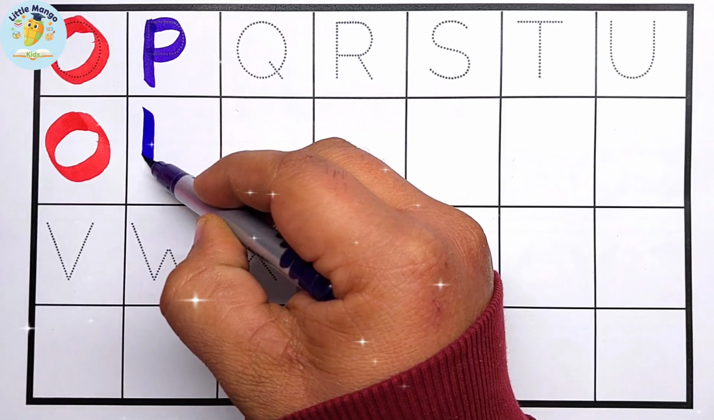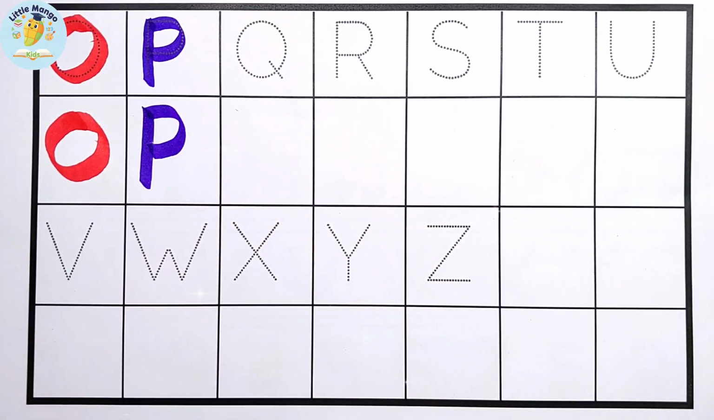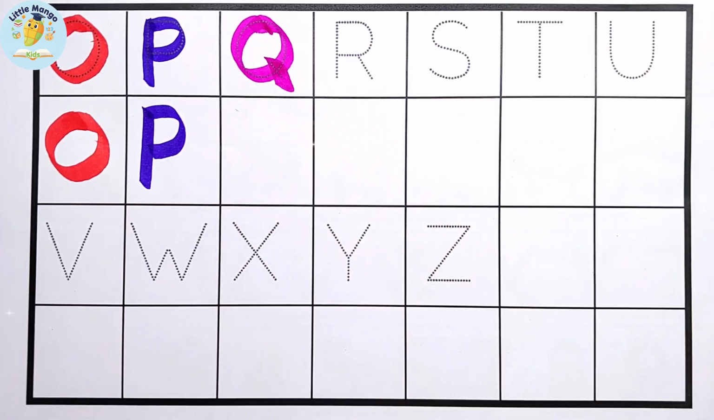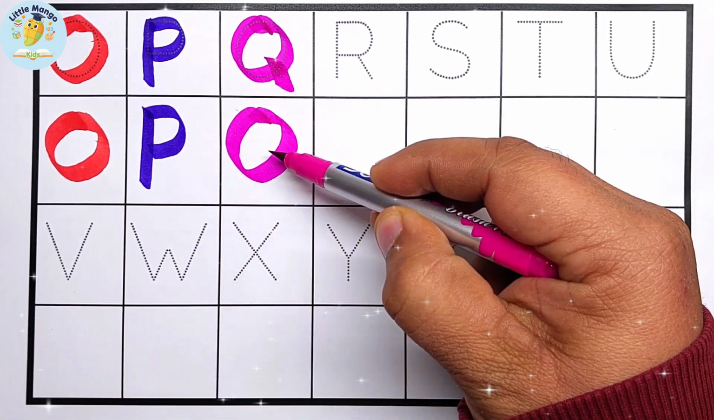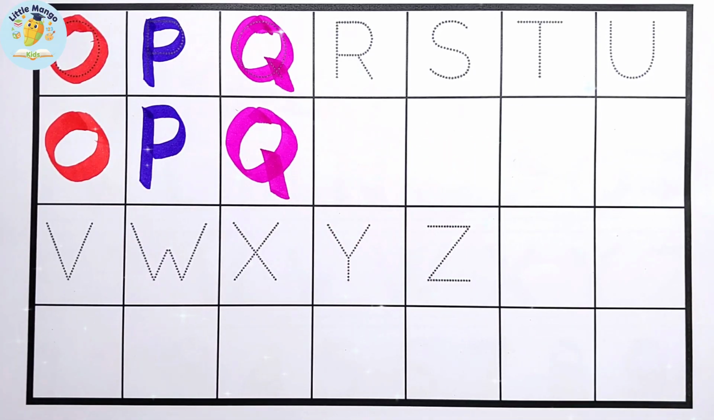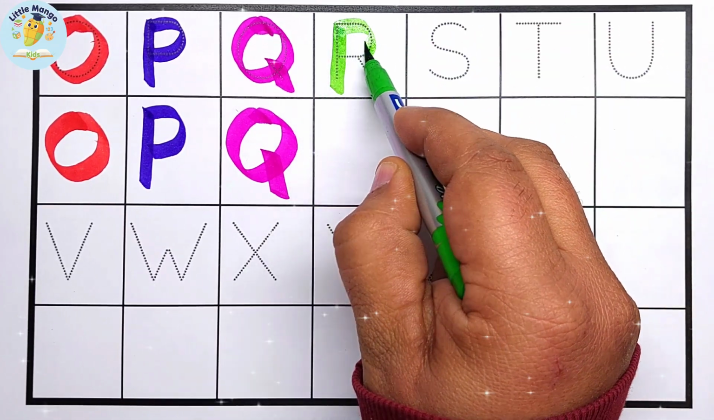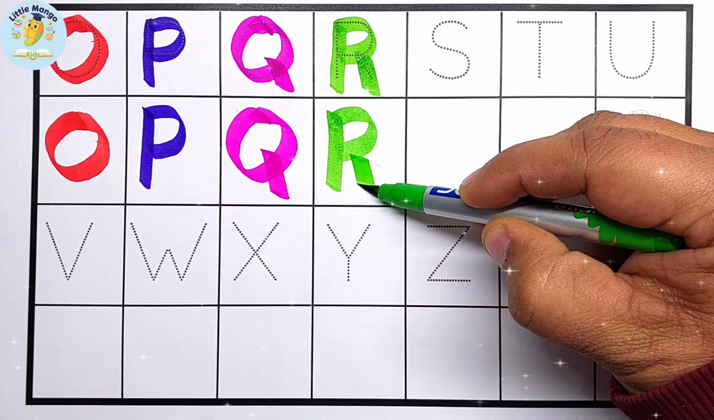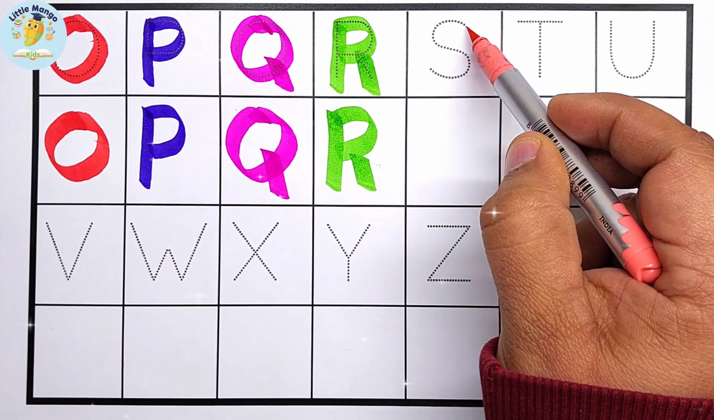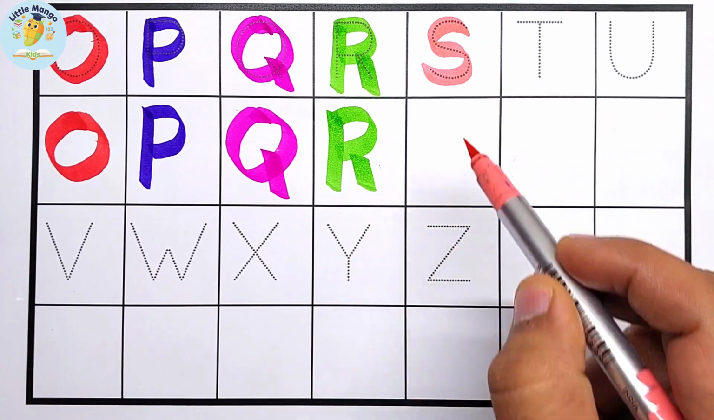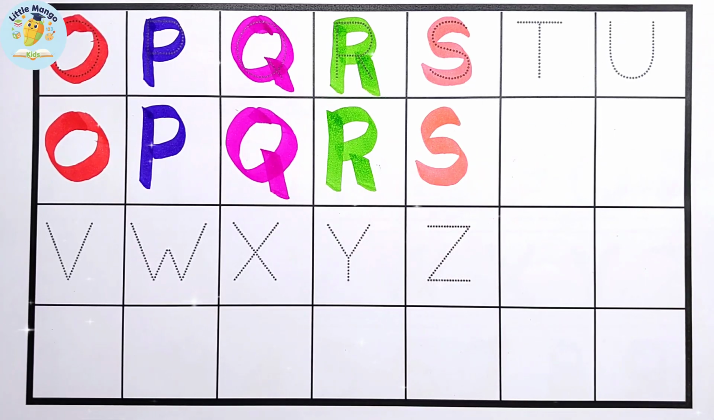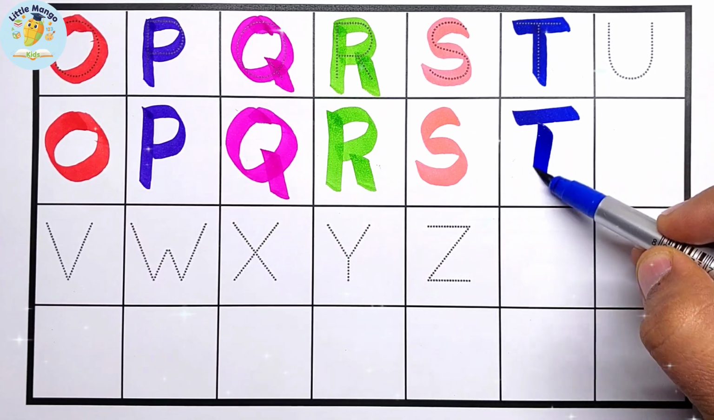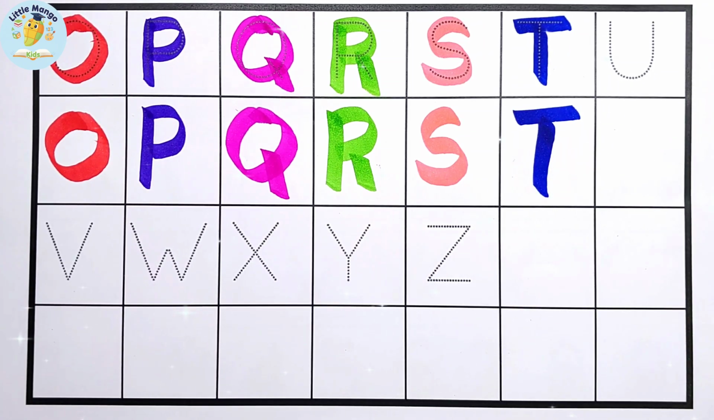P. P is for parrot. Q. Q is for queen. R. R is for rabbit. S. S is for sun. T. T is for tiger.